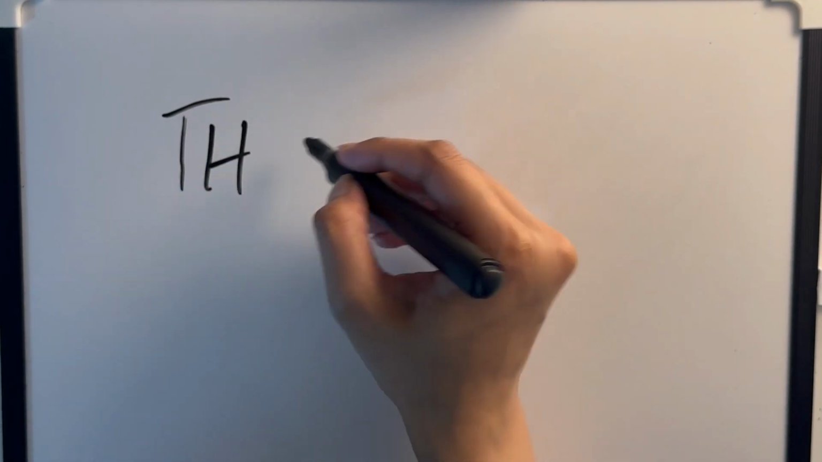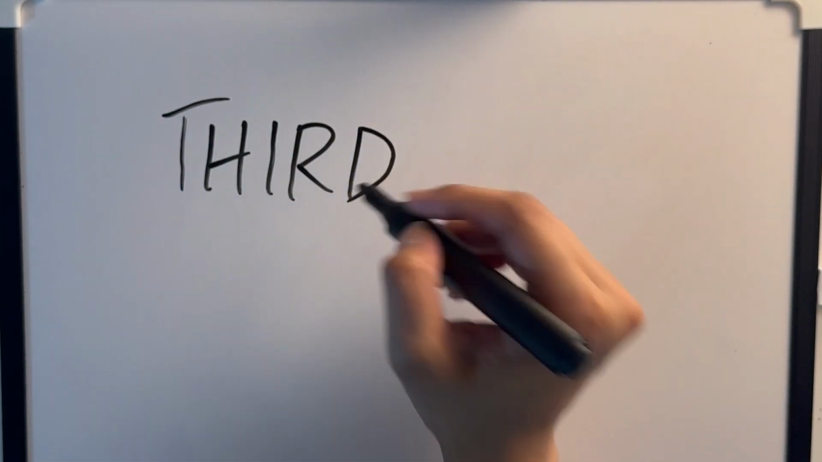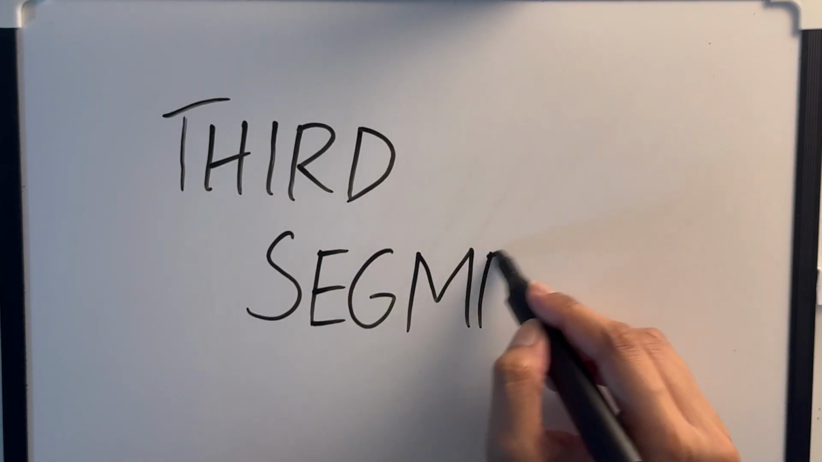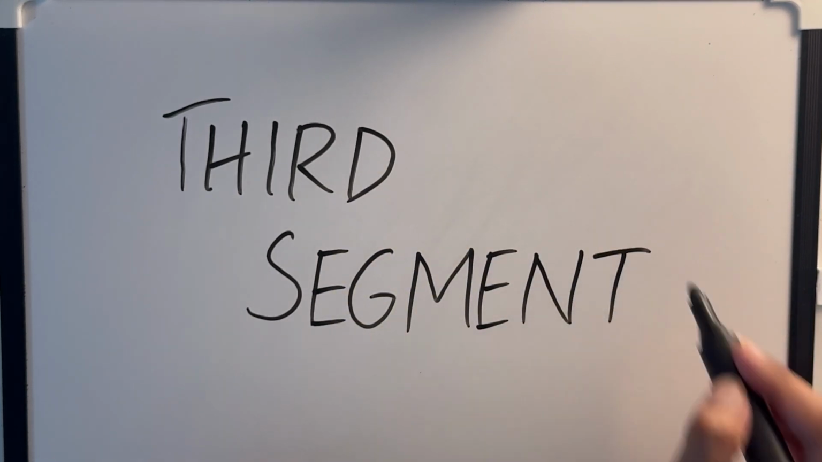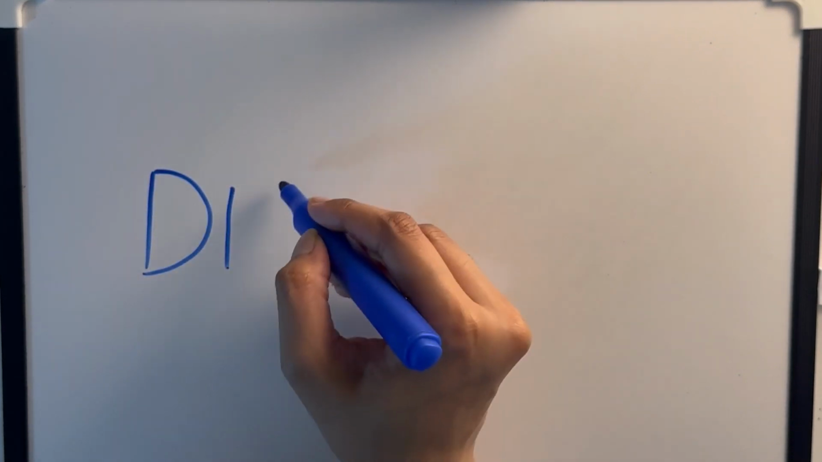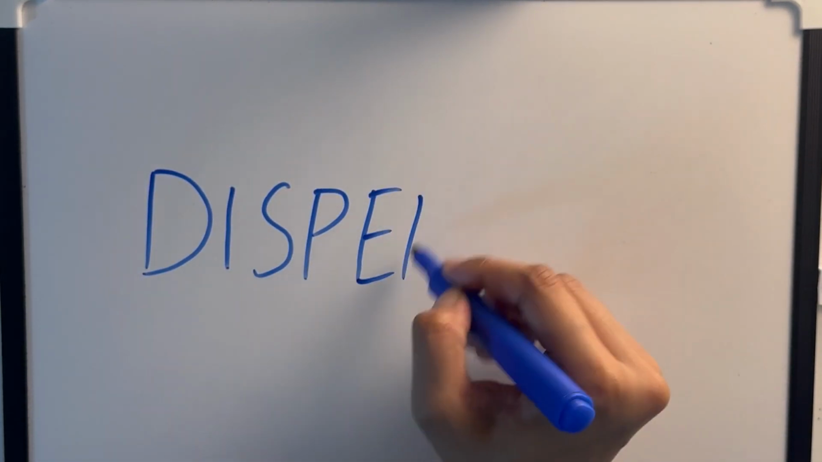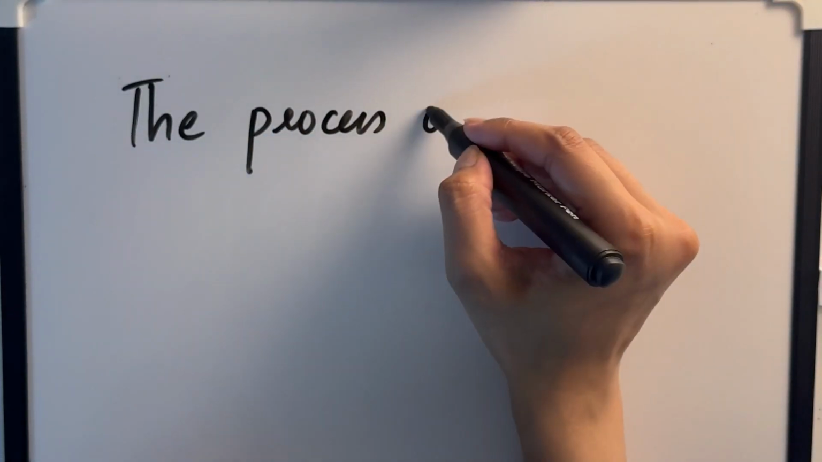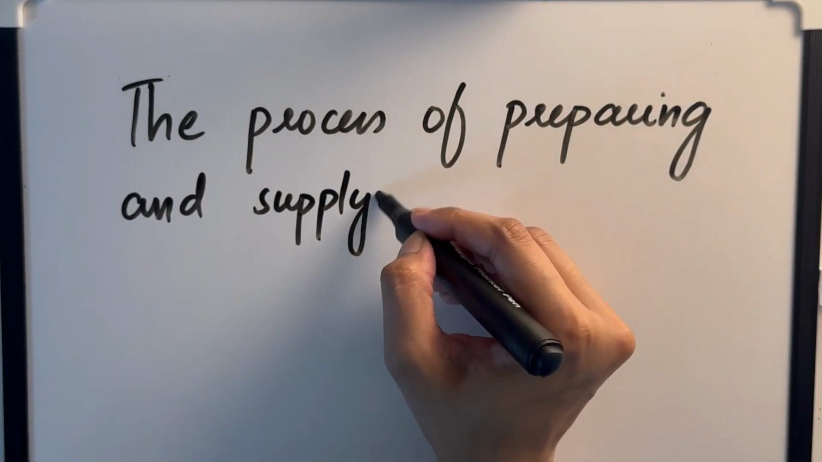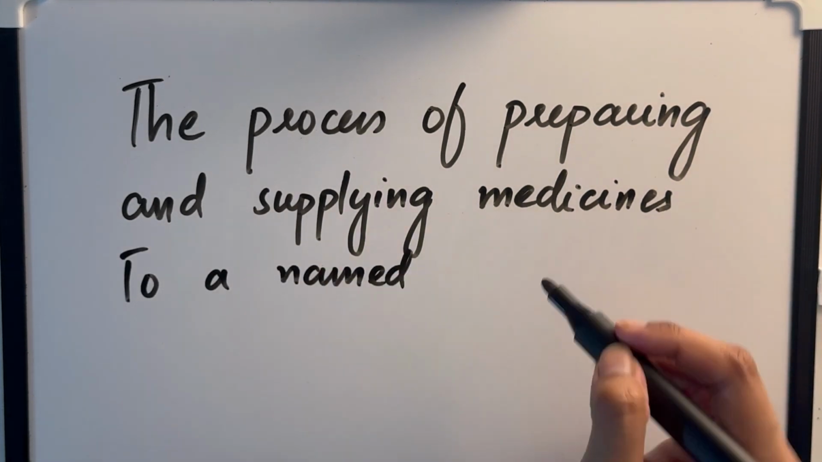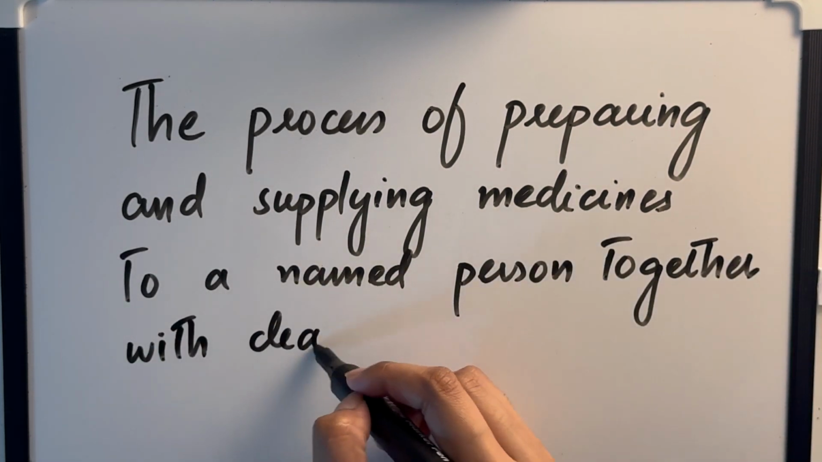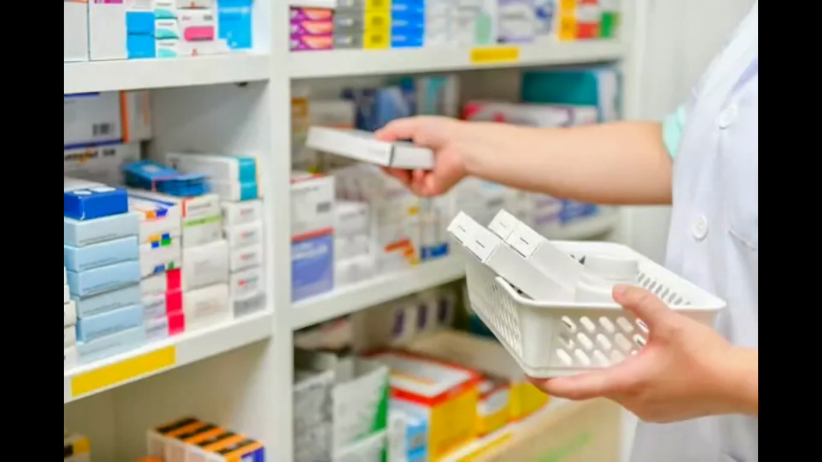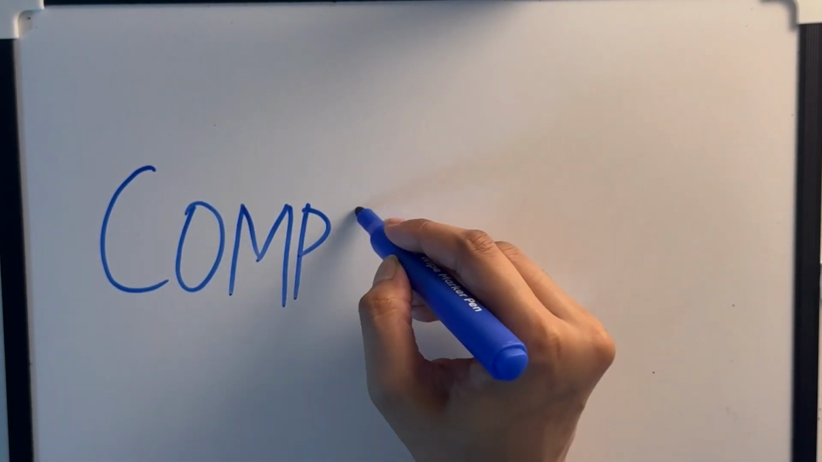Now, the third segment of terminologies. In this segment, I will be explaining the processes that happen in a pharmacy every day. So, let's move to the first terminology, that is dispensing. What is dispensing? The process of preparing and supplying medicines to a named person together with clear instructions, advice, and counseling is called dispensing. So, what is compounding?